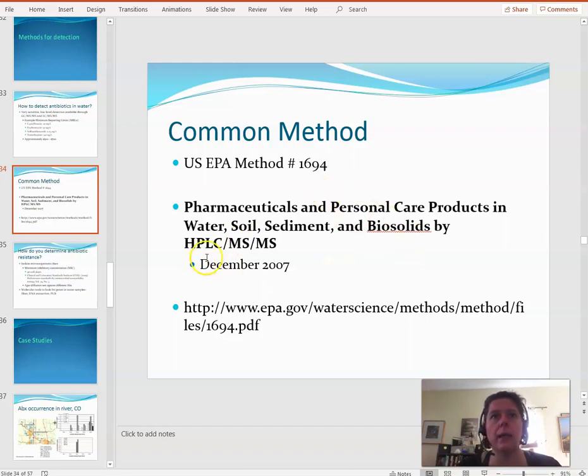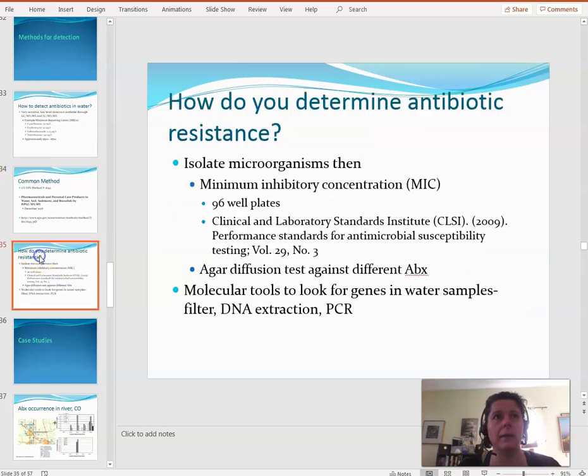And so we're looking at it using HPLC. I've done this method many times. It's, like I said, very time consuming in order to concentrate those antibiotics out of the environment.